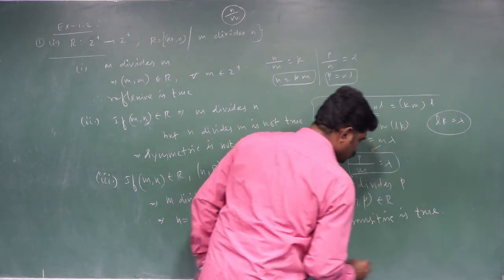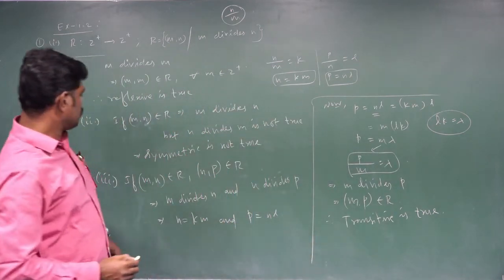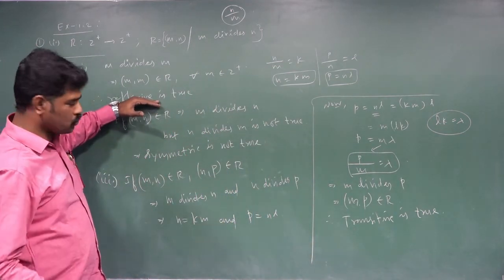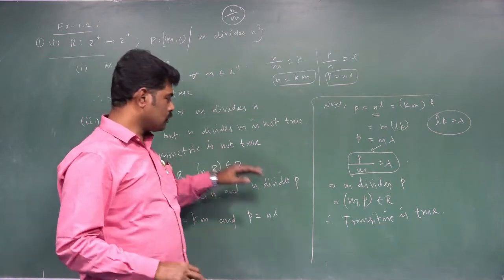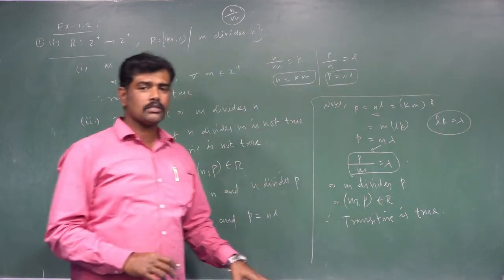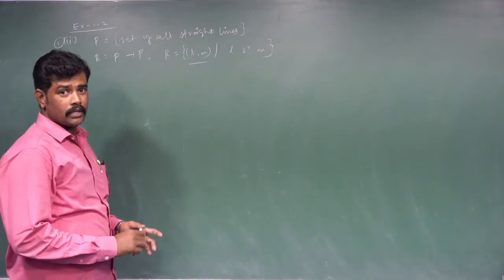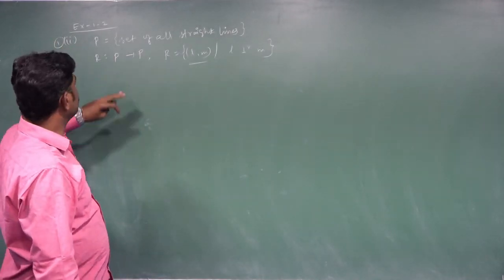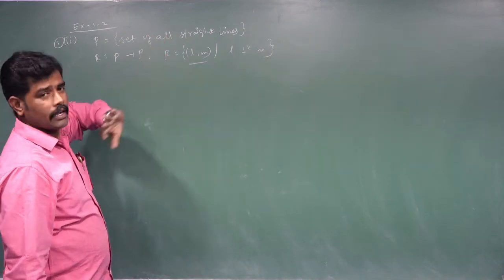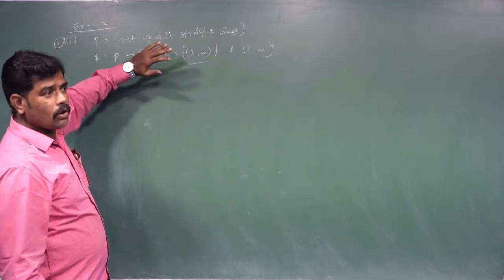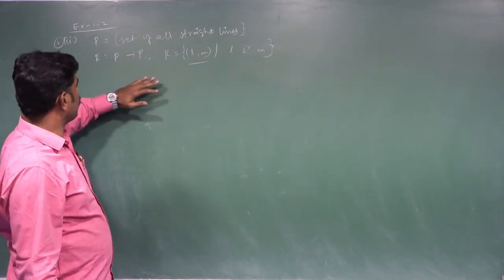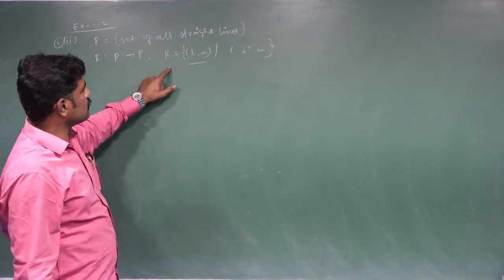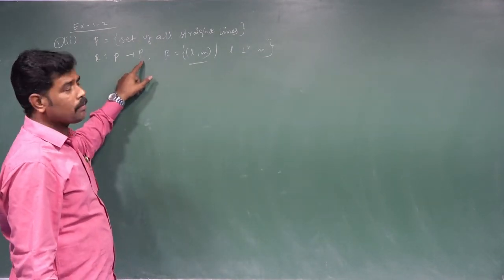Transitive is true. So here, reflexive is true, symmetric is not true, transitive is true. So it is not an equivalence relation. Now the next question is the second subdivision. First question, second subdivision. Here the set is the set of all straight lines. So all types of straight lines are there. Here the relation R is declared from the set P to the set P.